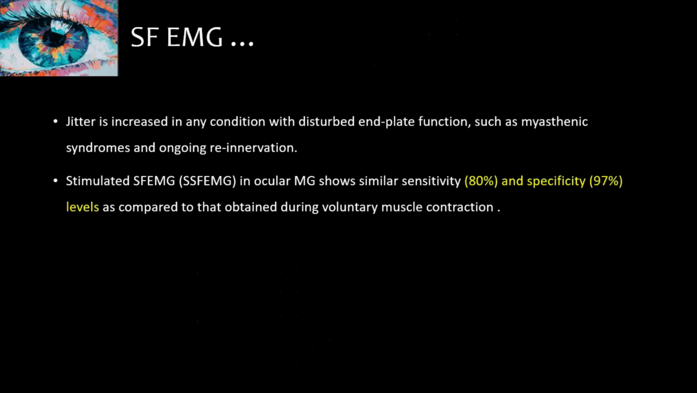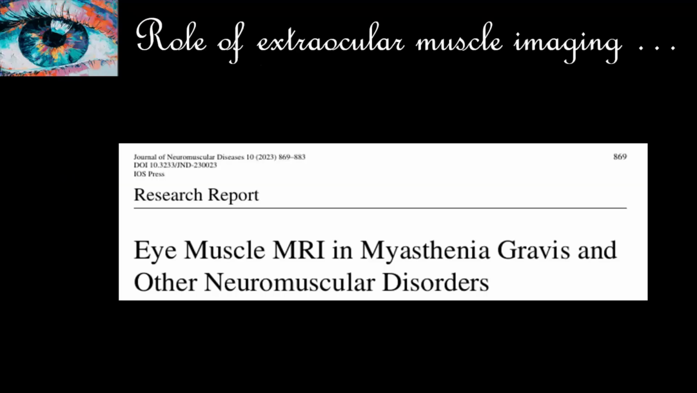And single fiber EMG is considered to be the gold standard for myasthenia gravis, highly sensitive and specific. One of the drawbacks again, the patient should be cooperative. A lot of technical expertise is needed. Now coming on to the role of extraocular muscle imaging in myasthenia gravis. Is there any role of MRI in myasthenia gravis? Till now, the role is not established.